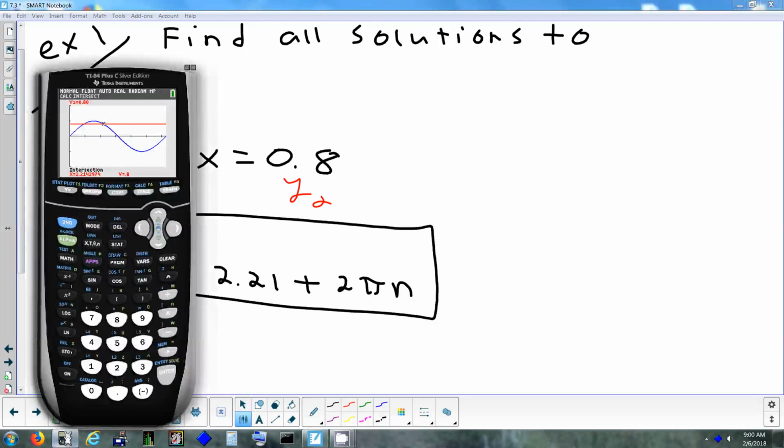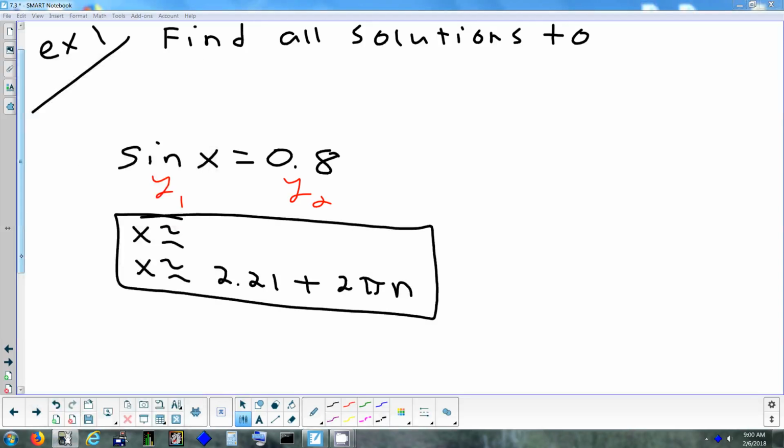And now I need that intersection point for the left one. Okay, does anybody have the other intersection point? 0.93. Okay. And that represents all the solutions. Any questions on what we did there? Okay, we've kind of done these basic ones before. Now after this, we'll get into ones that are a little more complex.